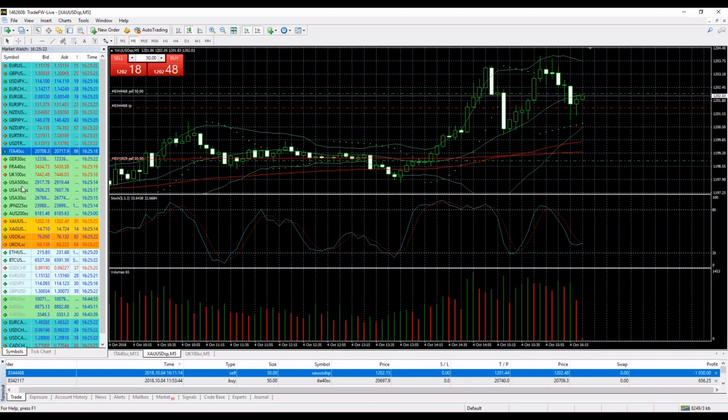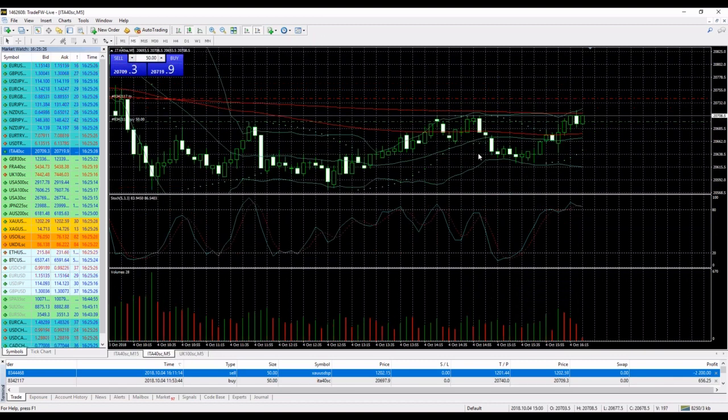On Italy 40 also, I think it's been so long that I have this trade. I think I should accept this position with my profits a bit more and be open for new trading opportunities.